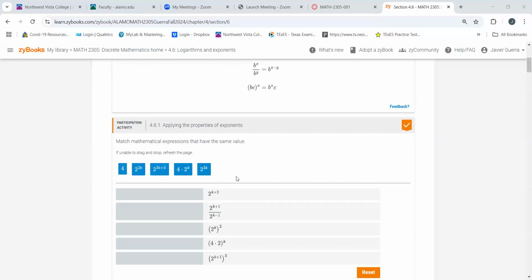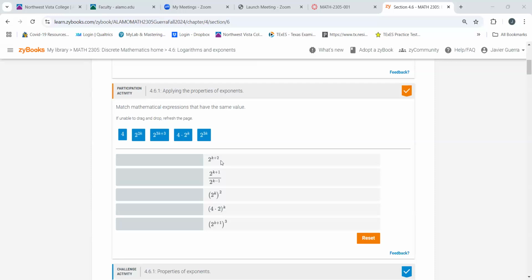All right, so let's figure out how to do this one. Participation activity: we need to match to see which one of these match with the blues. For the first one, it's 2 to the k plus 2 as the exponent. That means plus means times. So this can be written as 2 to the k times 2 to the second power. 2 to the second power is 4. So it has to be this one.